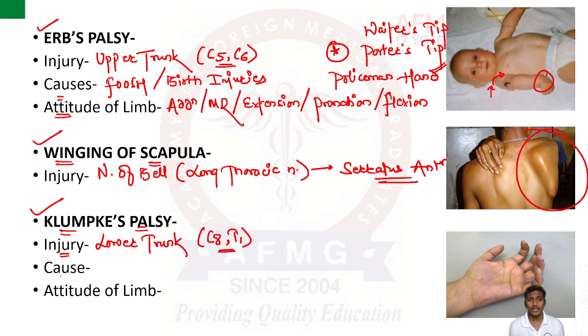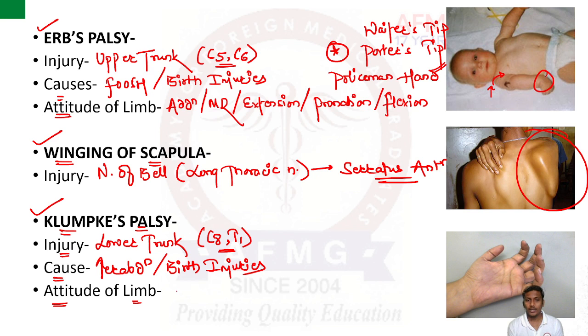The cause of Klumpke's palsy can be hyperabduction. Along with that, it can also be due to some birth injury, just like Erb's palsy, such as shoulder dystocia. Whereas the attitude of limb in Klumpke's palsy would be this.